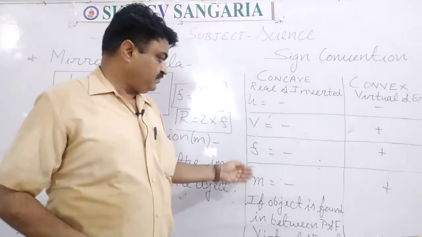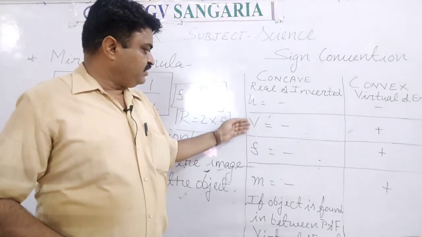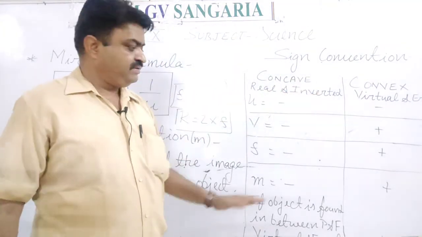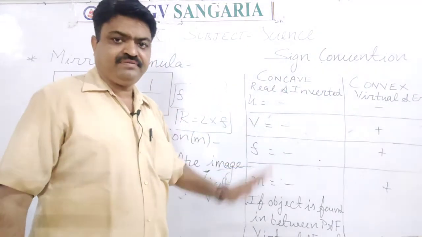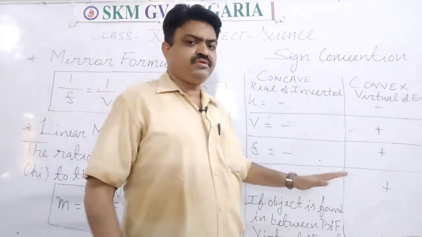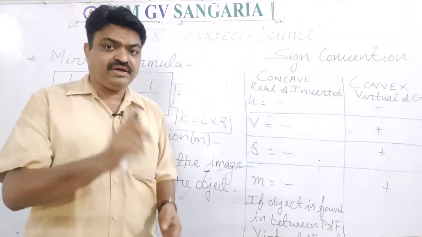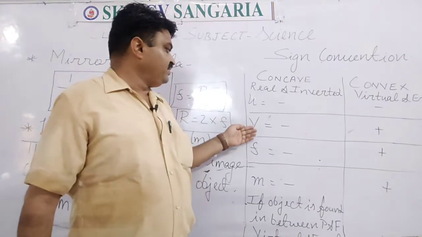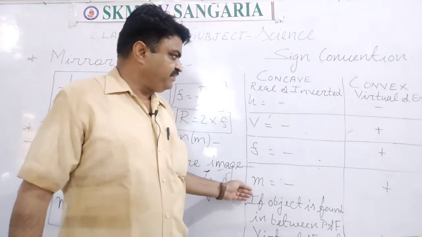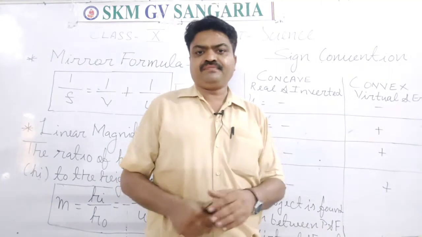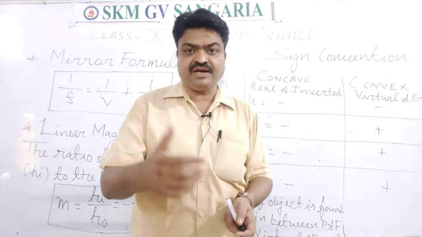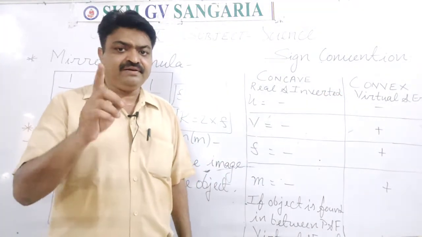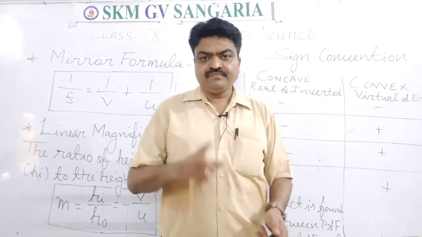In this concave mirror, the image distance is always negative if the image is real and inverted. Focal length is also negative, and magnification is also negative, student, in the case of the concave mirror. But in the case of the convex mirror, the image distance, focal length and magnification are positive. They are positive, students. So the positive sign you will use in the case of convex, because which type of image are we getting in that? It is virtual and erect.